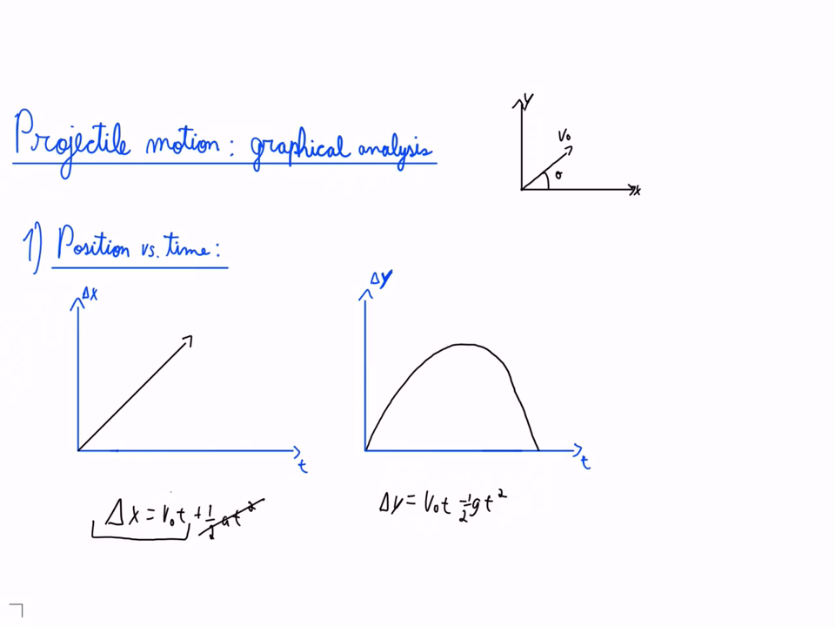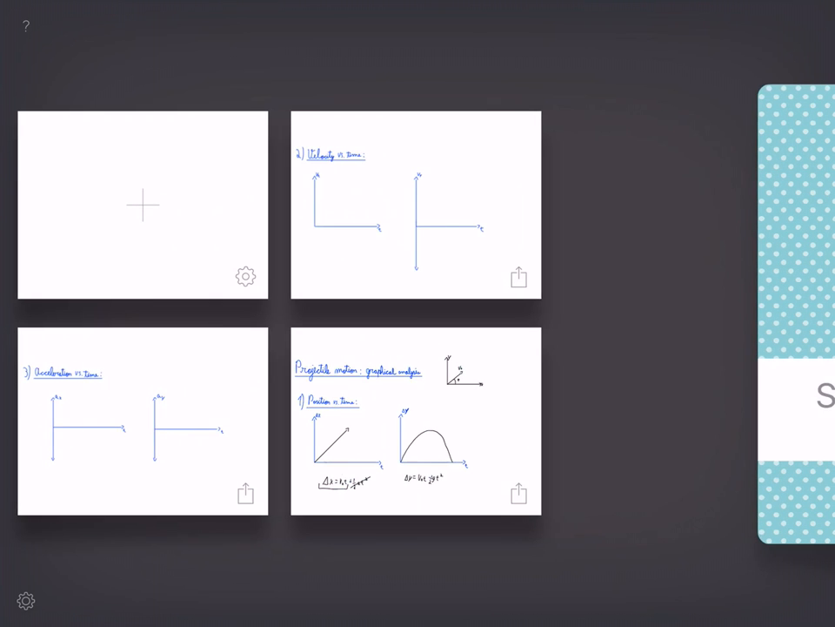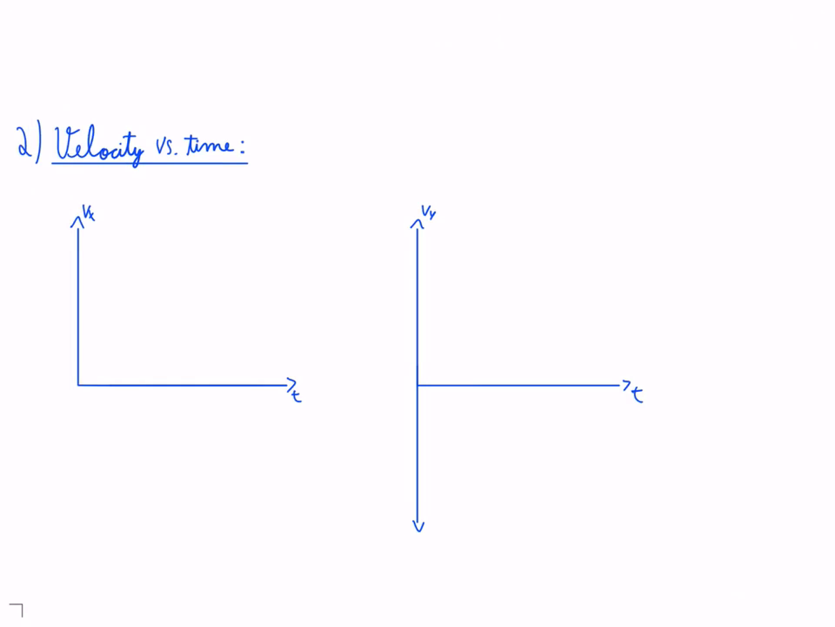That is mainly it for the position versus time graphs. They're very self-explanatory. Let's get into the velocity versus time graphs. These are again broken into their x and y components.